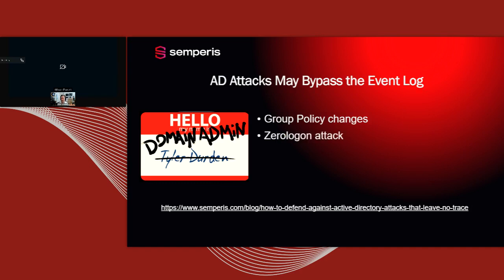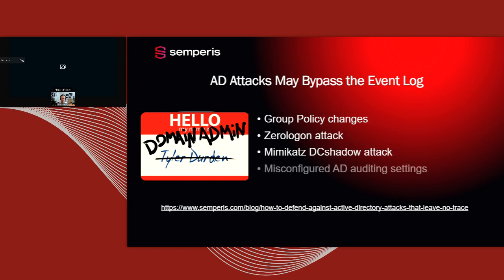You have attacks like a Zerologon attack, where a threat actor can essentially reset and nullify the domain controller's computer account, making it easy for them to log on, which is not logged in event logs. You have an aspect of Mimikatz called DCShadow that allows the threat actor to momentarily act as a domain controller, inject changes into Active Directory, and then demote themselves again. And those changes that are injected into Active Directory are not logged in the security event log.